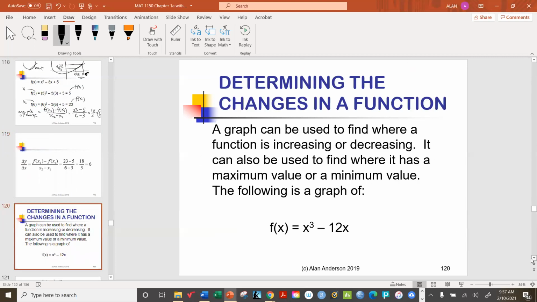what else do we have? Oh, changes in a function. We're going to try to figure out where a function is increasing or decreasing. Now, all right, let's throw this one into Symbolab real fast.